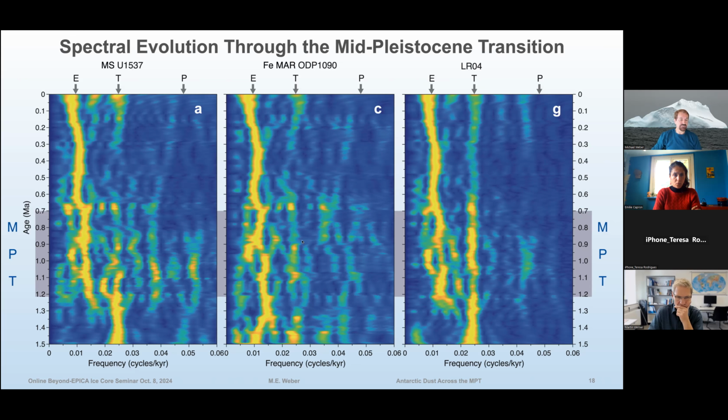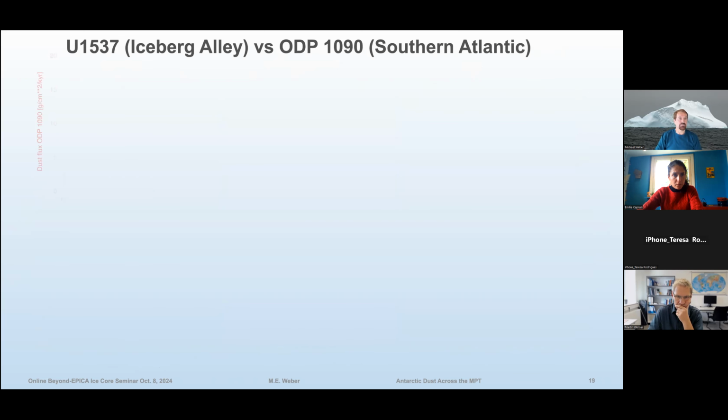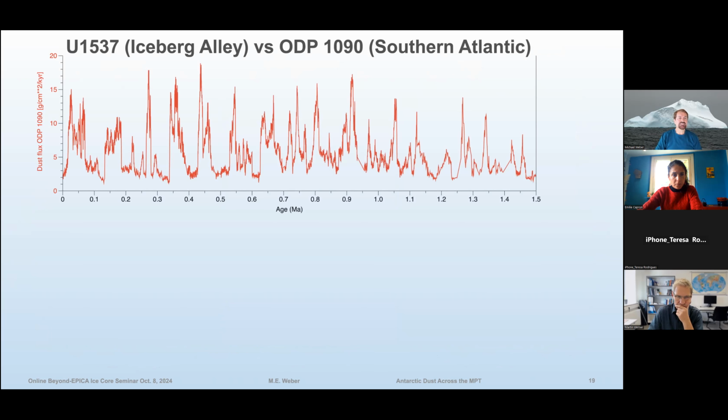But we don't really see that strong 40K component inside 1090, but we do see identical behavior after something like 700,000 or 800,000 years before present. So there are some differences that only are seen for 1090. The Lisiecki-Raymo and our dust records show some similar behavior there. So let's dive a little bit more into these differences.